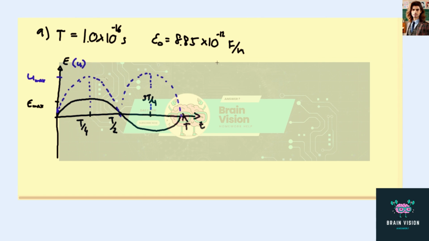Now, in this problem, we're asked about a wave that we found had a period of 10 to the minus 16 seconds and a maximum electric field amplitude of 3.0 times 10 to the 6 newtons per coulomb. This is our starting point, and first we're asked to find the frequency of the electric field energy density.